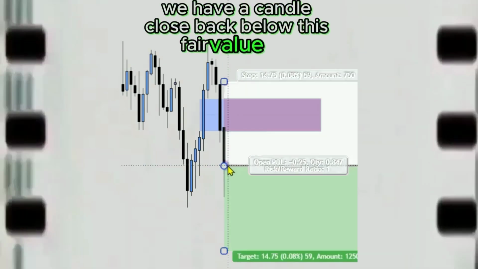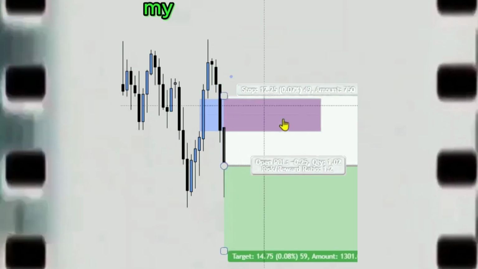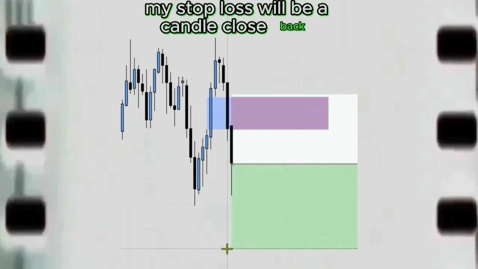I wait for the fair value gap to be inversed, and all I mean by that is, as you can see, we have a candle close back below this fair value gap. Therefore, I will go short. My stop loss will be a candle close back above this fair value gap, and then my take profit will be the clear draw on liquidity. This strategy is very simple. I trade it live every single day.